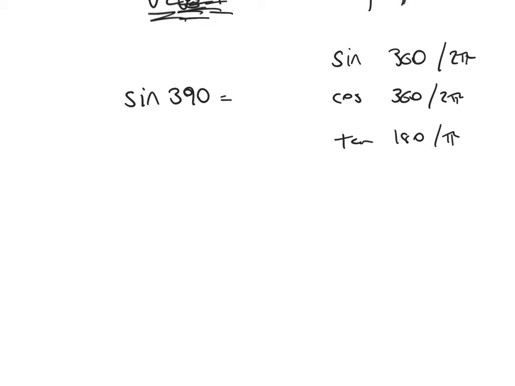Well, since sine repeats after 360 degrees, we can move backwards by 360, and that's the same as sine 30, and that's just one of our exact values, that is 1/2.